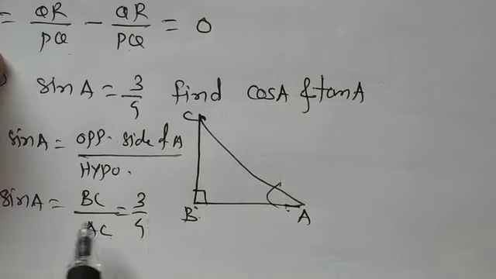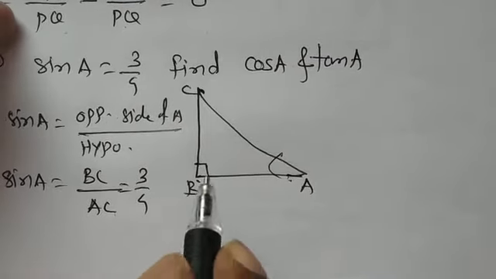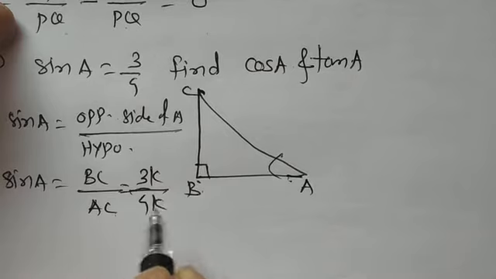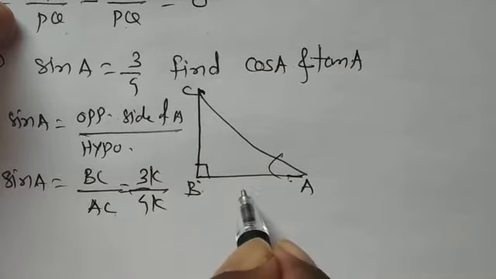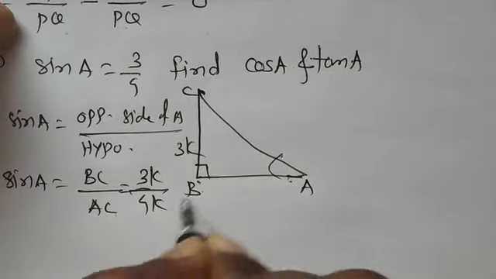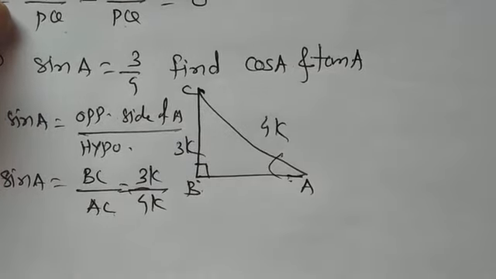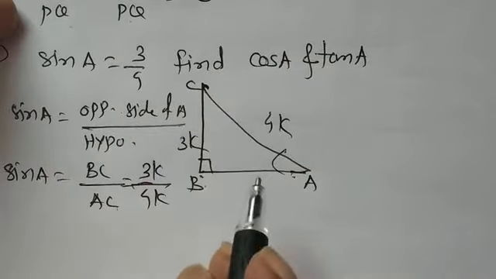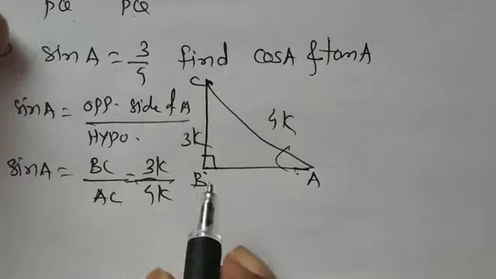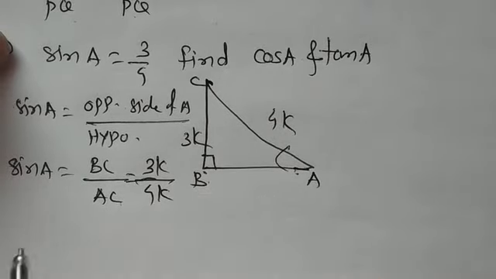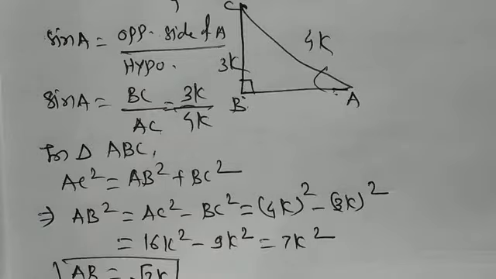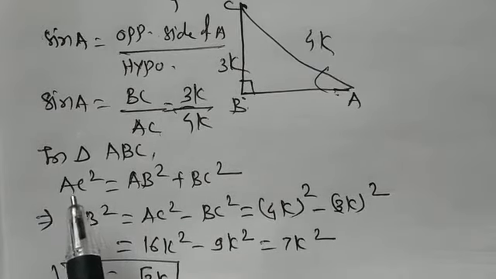Then suppose we take K as a common multiple. BC is 3K and AC is 4K. Using the Pythagoras theorem, you can find the value of AB. Let's do this. You can easily do it.